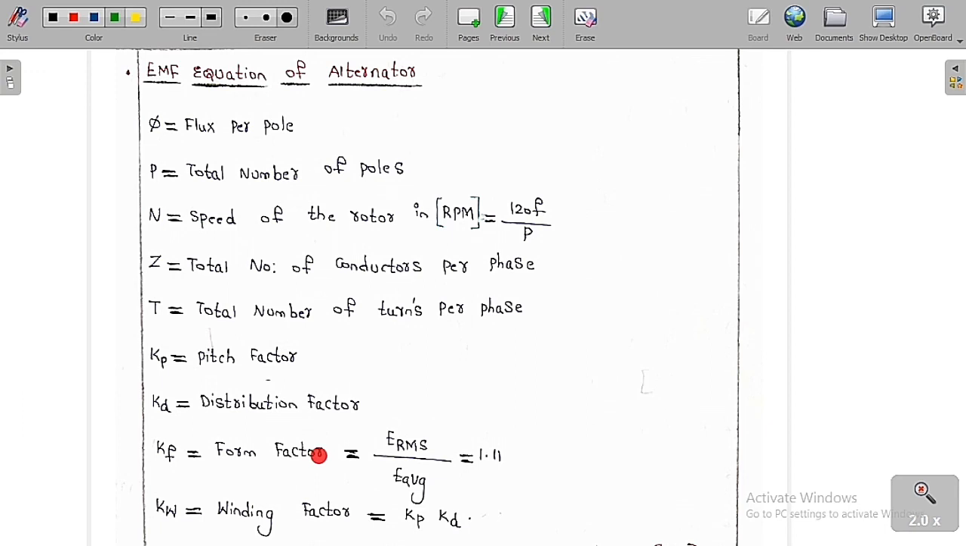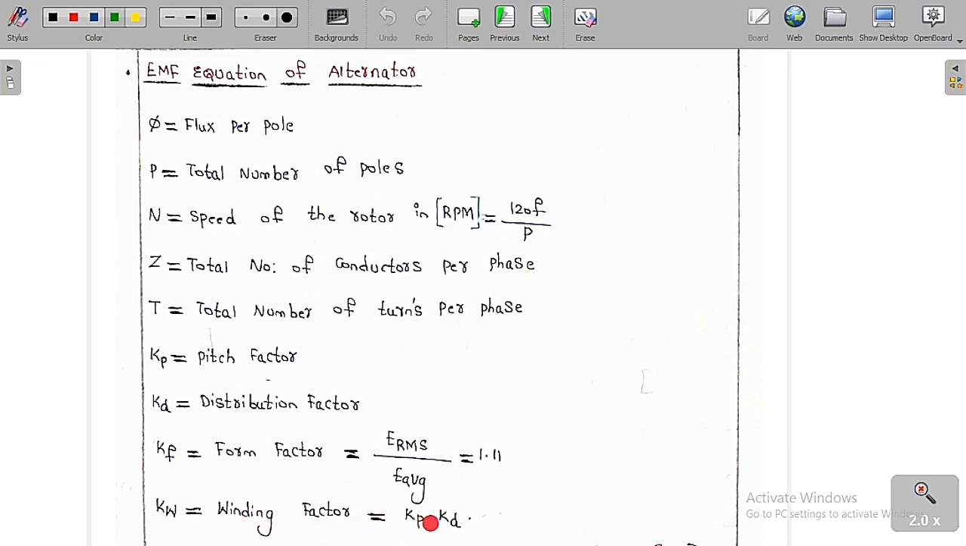Form factor is the ratio of the RMS value to the average value, which is E_rms by E_avg, because we are going to use it for voltage. An easy way to remember is FRA: F means form factor, R means RMS, A means average. For a pure sinusoidal waveform, the RMS value is Vm by root 2 and the average is 2Vm by pi. If you take the ratio of these two, we get 1.11. The form factor of a pure sinusoidal waveform is 1.11, whereas Kw is called the winding factor.